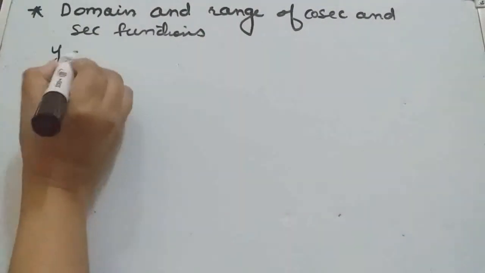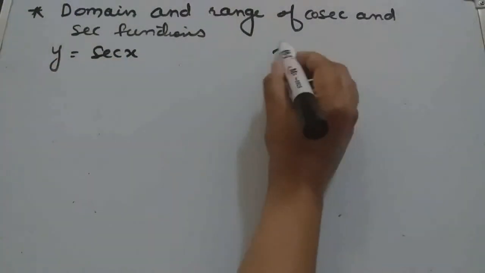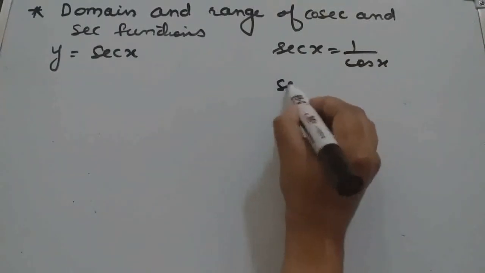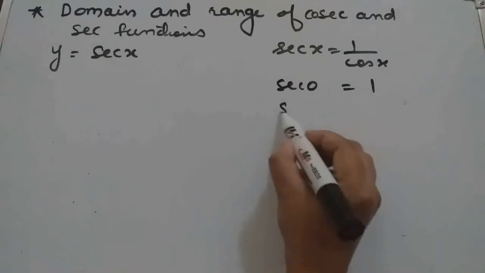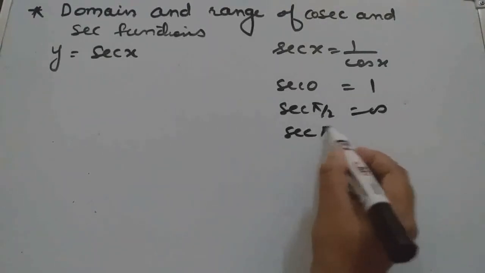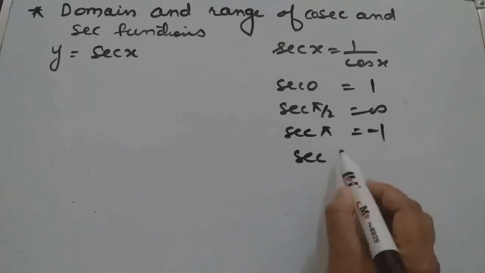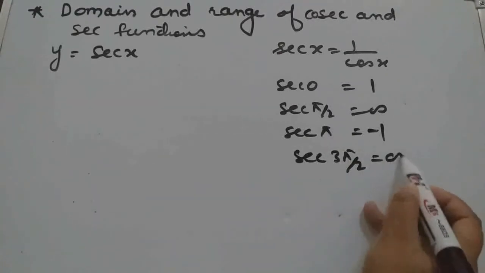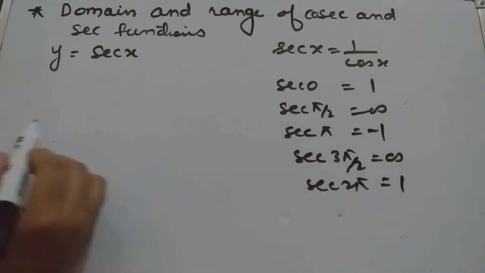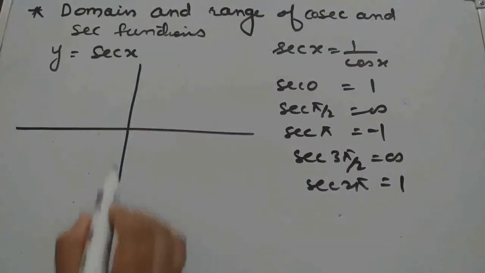Now the next function is, suppose y is equal to sec x. We know sec x is 1 by cos x. So sec 0 will be 1, but sec pi by 2 will be infinite, and sec pi is minus 1, and sec 3 pi by 2 will be infinite, sec 2 pi is 1. These all values we know. Now we will draw the graph.